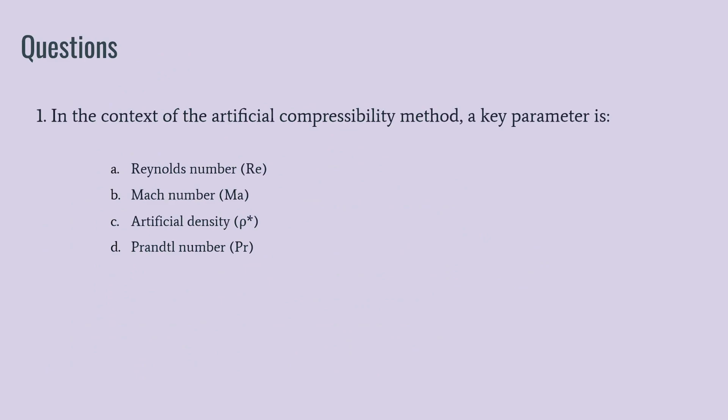So first question, in the context of artificial compressibility method, which one of the following is a key parameter? Repeating, in the context of artificial compressibility method, a key parameter is which of the following? Option A, Reynolds number. Option B, Mach number. Option C, artificial viscosity. Option D, Prandtl number. Try to answer the question. Simple question only.